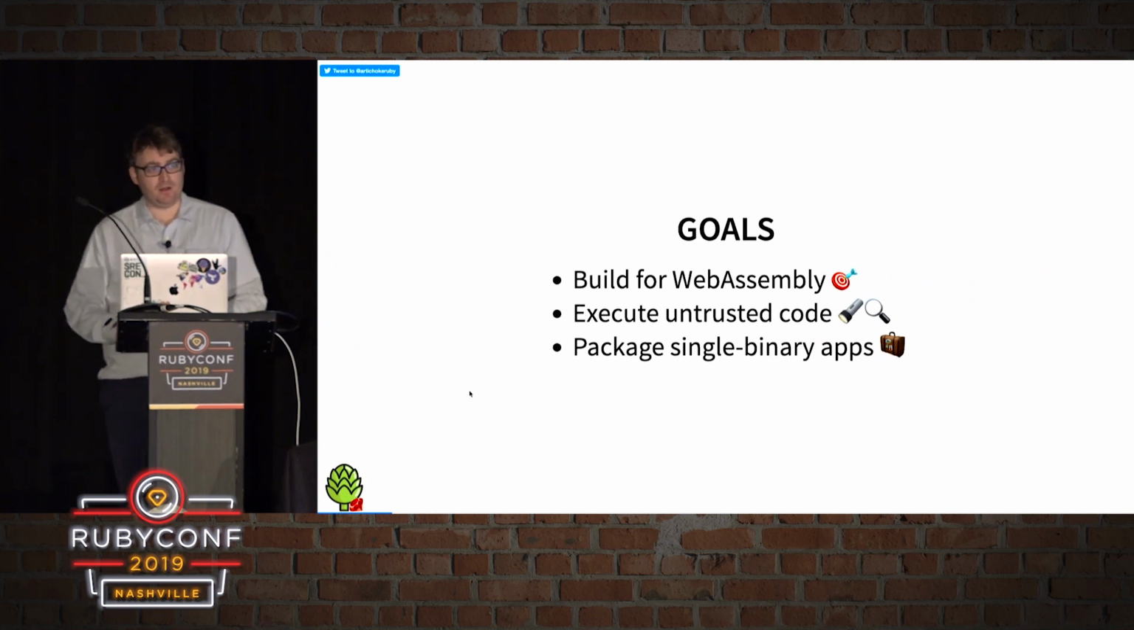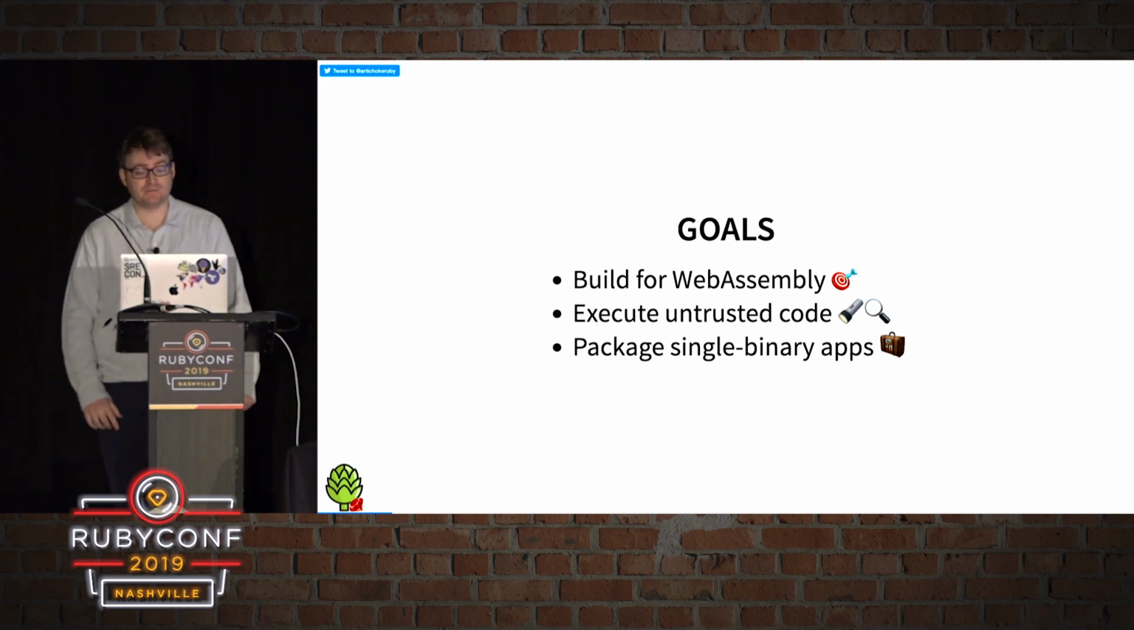That was a little bit of background. Now I kind of want to go over the high-level goals for Artichoke, and we'll dive into a little bit of why those are good goals to have and how we would go about implementing them with some of the tools we have available to us. Our first goal is to build for WebAssembly. You've kind of seen this already in the demo that I showed earlier.